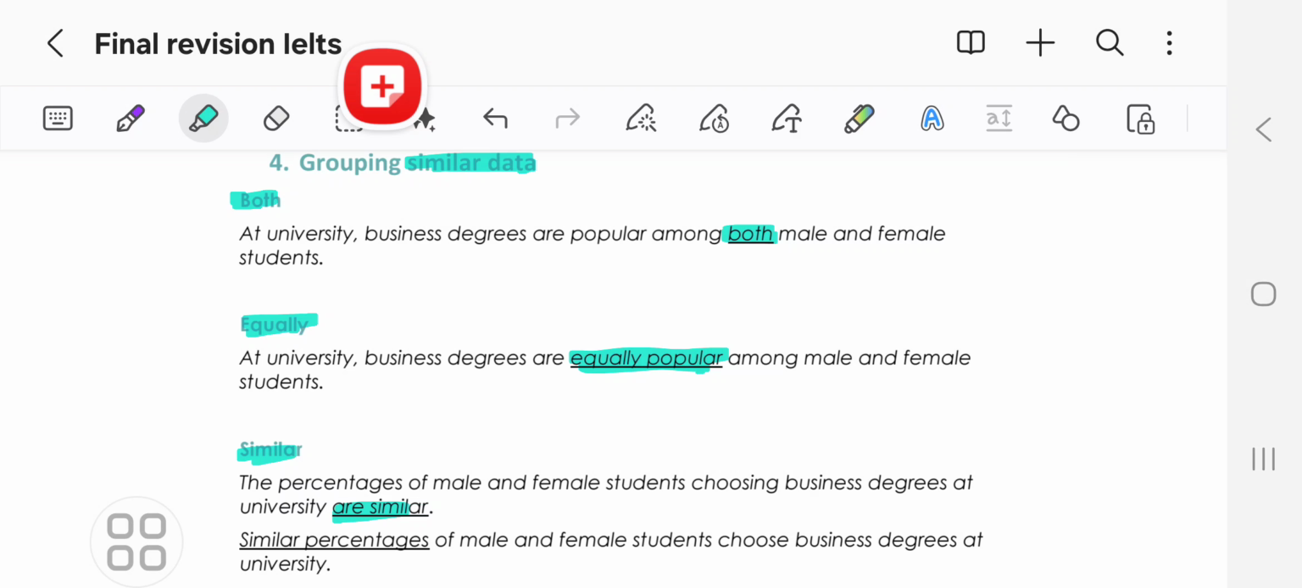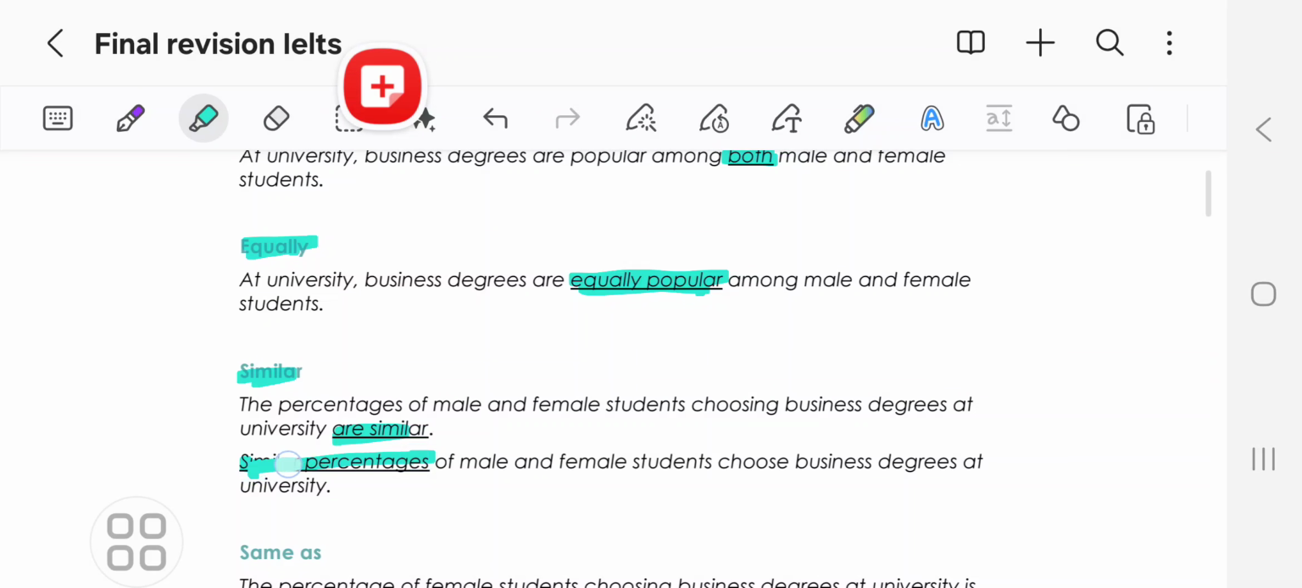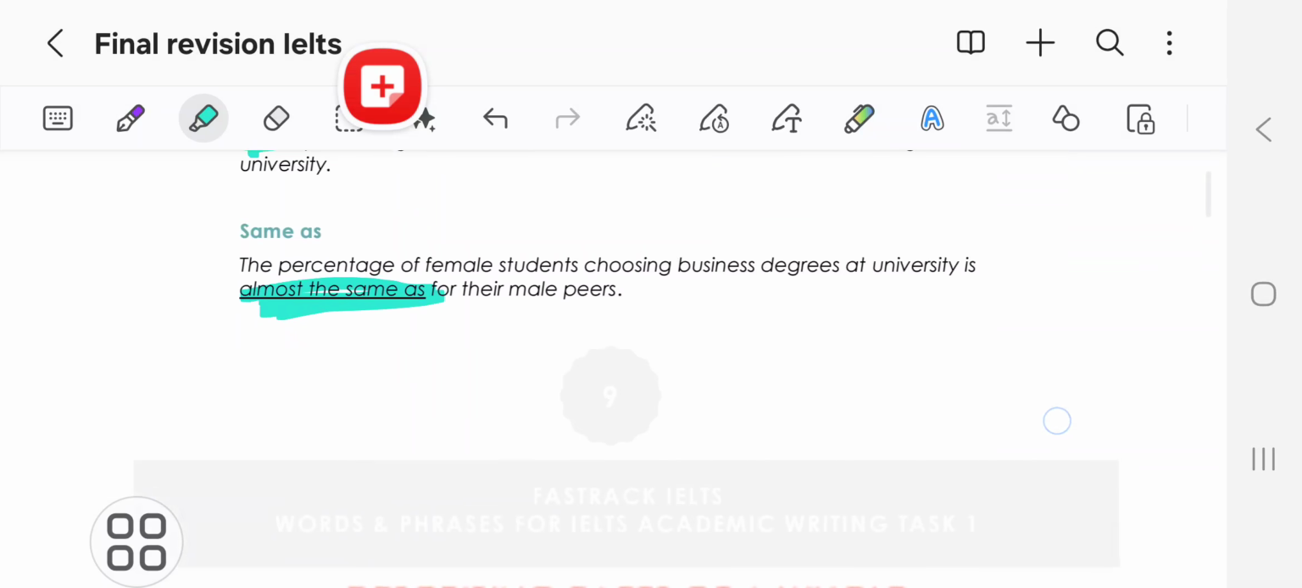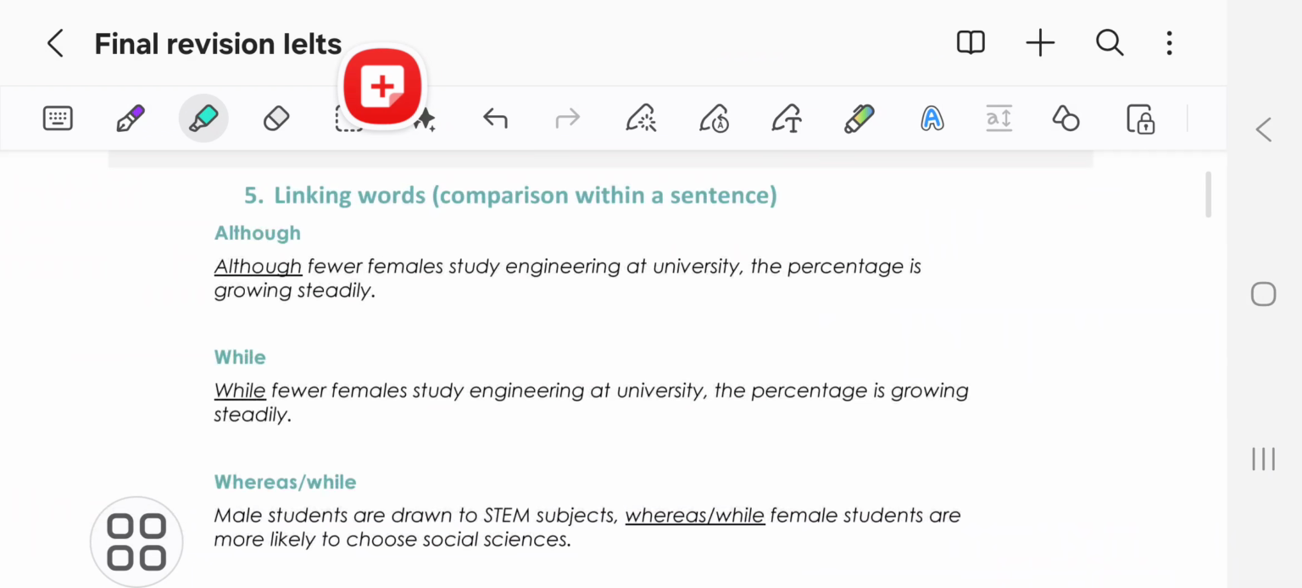Like for example, at university, business degrees are popular among both male and female students. At university, business degrees are equally popular among the male and the female, and the percentage of male and female students choosing business degrees at universities is similar. A similar percentage of male and female students choose business degrees at the university. So just remember that, okay. The percentage of female students choosing the business degree at the university is almost the same as that of their peers. See, almost the same as that. So that is how to do similar data.